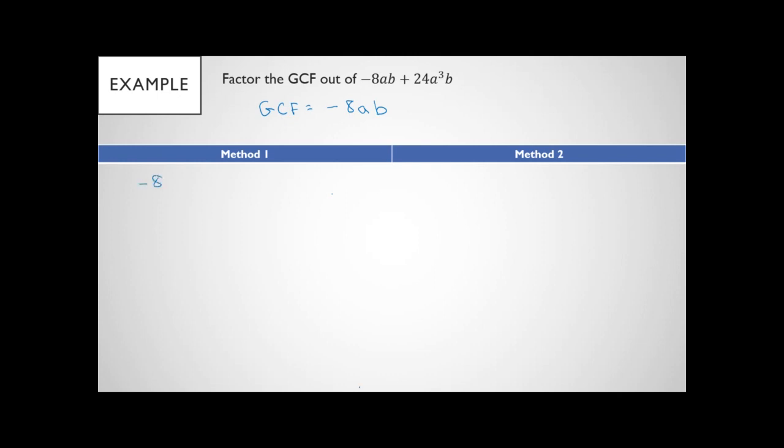So now I'm going to do method 1. You want to rewrite everything so you have your GCF, negative 8ab. And notice in the first term, that is what we have. Because I have to write this as two things multiplied together, I have to add in a 1 there, just to set it off, because the GCF is that first exact term. So I have to add in a 1.